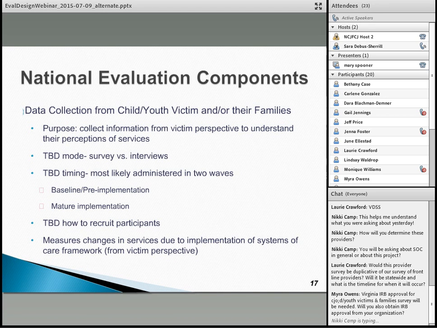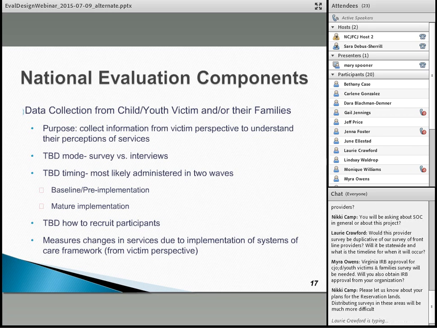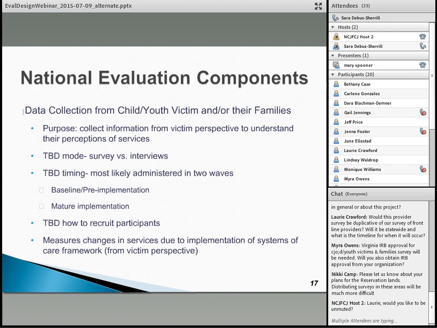I see one more question is coming. Lots of good questions here. So Nikki's asking about plans for distributing surveys in reservation lands. And this is something that we'll definitely need to talk through more with the sites. We want to build on the lessons learned that everyone is learning through their process with their gap analysis and needs assessment. So we'll definitely be talking through as we get closer to some of those components. We'll be wanting to talk very closely with the sites about what they think will work in their sites, if they have any tips based on their experiences so far.